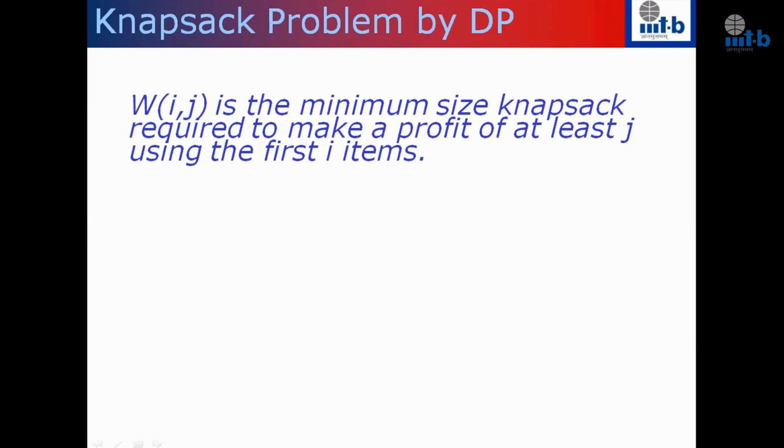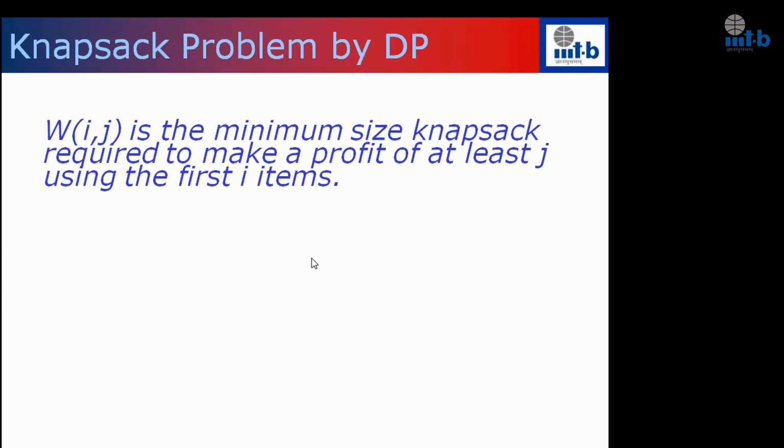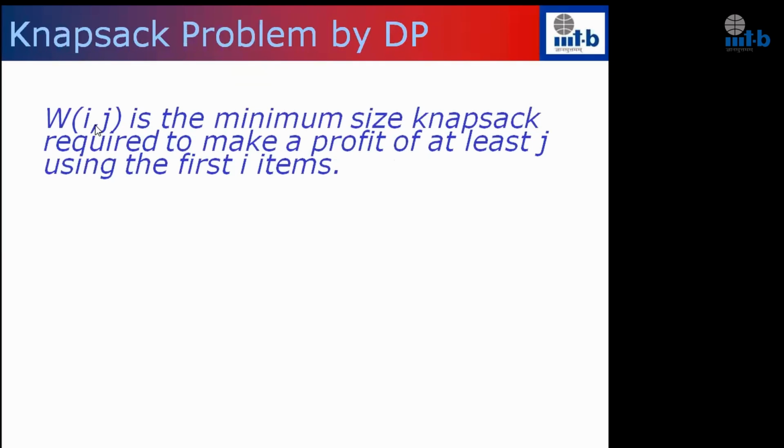I'm going to fill this table based on induction on i and j. So I want to consider only the first i items and I give you a profit of j. I want to know what is the minimum size knapsack that is required if I had to make a profit of at least j using only the first i items. Okay, I repeat. This table will store, if I am allowed to use only the first i items and I want to make a profit of j, what is the minimum size knapsack that is required so that I will make at least a profit of j.